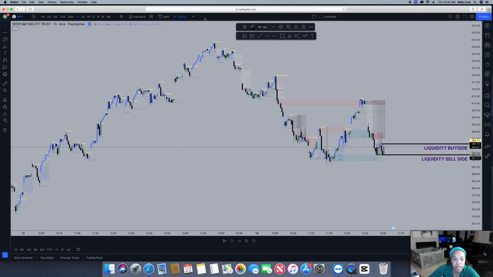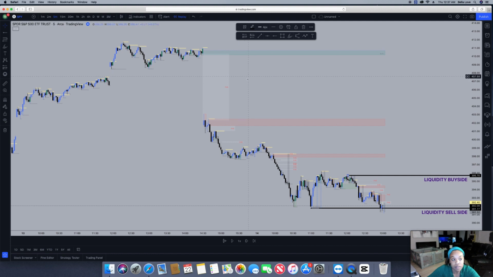You guys can see the break of structure is when it failed to break a swing low or a swing high. No, my bad, that's an order block. My bad. So the break of structure is when it breaks equal lows or equal highs. Alright? Breaking structure is when it breaks a swing low or swing high.